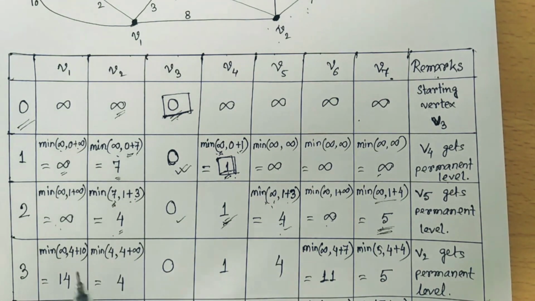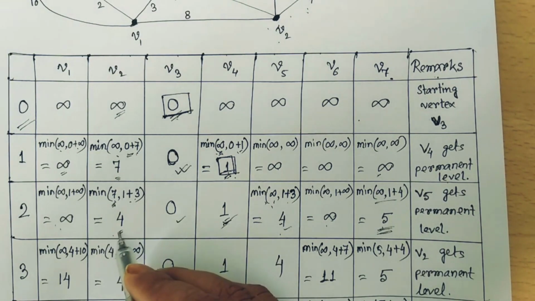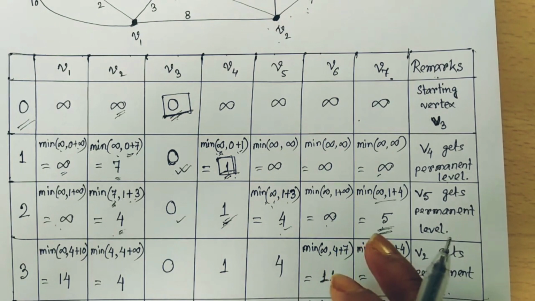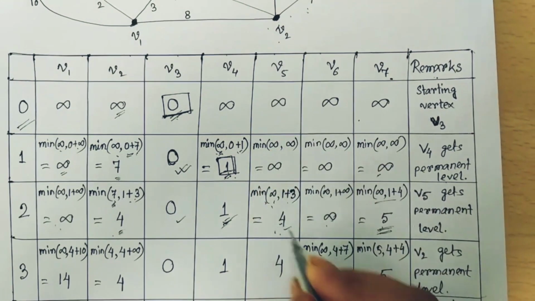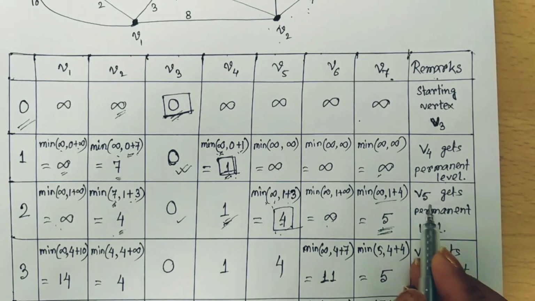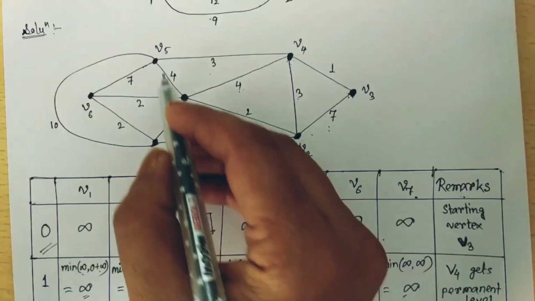But here 4 occurs at 2 places. If there is a tie, that means 4 occurs in more than 1 place, then we should choose any one of them. Remember, any one of them. So let us choose V5 as our permanent label here, and in the remark we should write V5 gets the permanent label. So we move to V5.